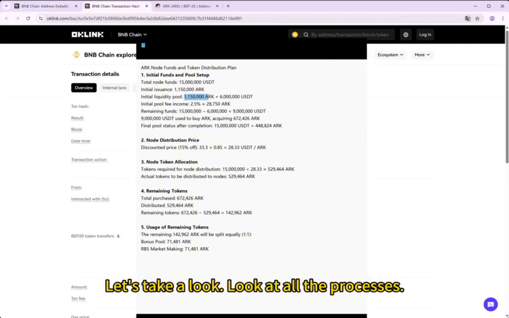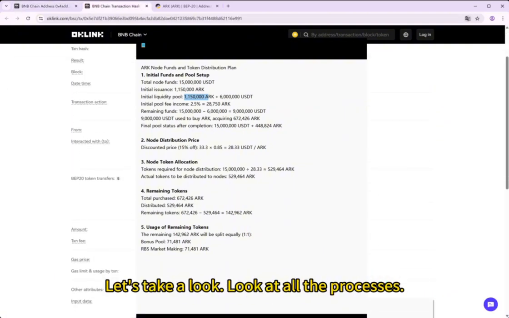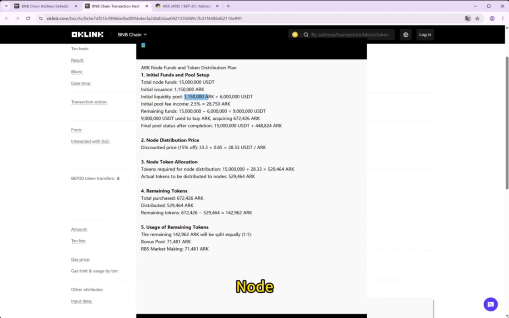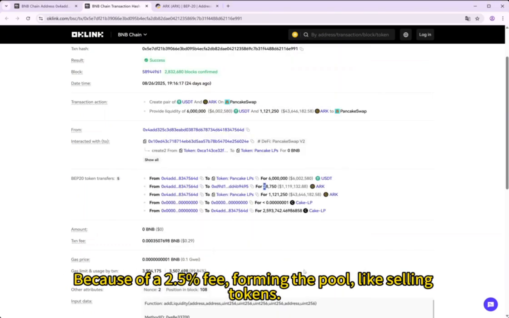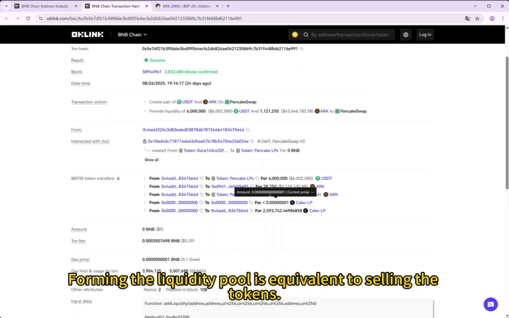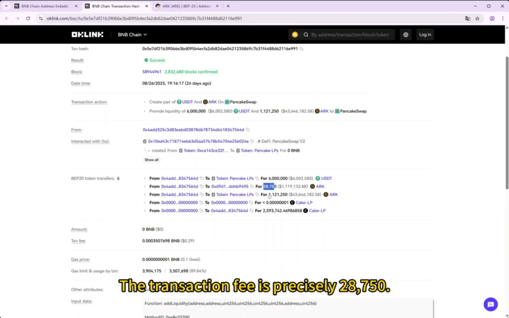1.15 million. Let's take a look. Look at all the processes. Node, using $6 million and 1.15 million tokens. Why 1.12 million? Because of a 2.5% fee, forming the pool, like selling tokens. Forming the liquidity pool is equivalent to selling the tokens. The transaction fee is precisely 28,750.